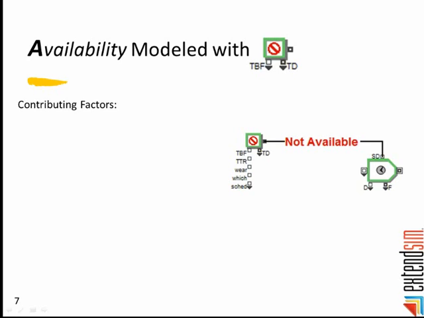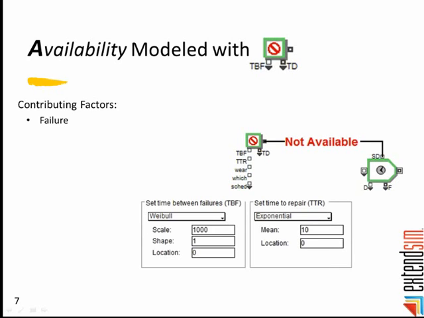Obviously, failure is one factor affecting availability. You can see here that in its simplest form, the shutdown block allows you to specify distributions for both time between failure and time to fail. And tying this back to the previous slide, the distributions you choose here would most likely have come from your distribution fitting software. But are there other factors that affect availability?